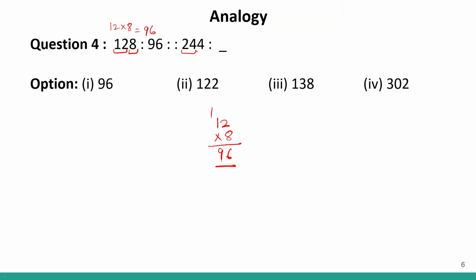Now let us check for 24 into 4, breaking them in the same pattern. So 24 into 4, 4 into 4, 16, 1 will be carried. 4 into 2, 8 plus 1, 96. So this is also giving me 96, which will be my answer, which is option number 1. Okay, so option number 1 will be the correct answer to this question. Clear?